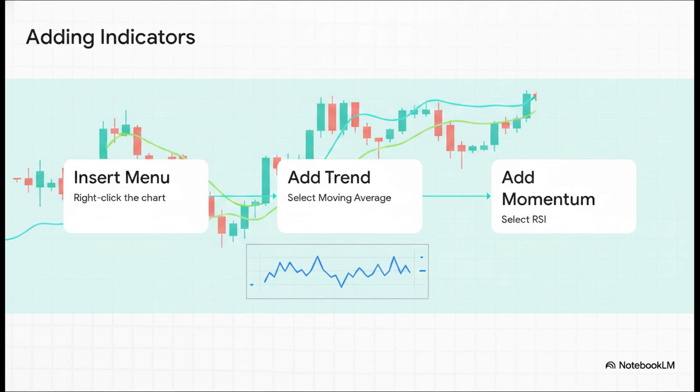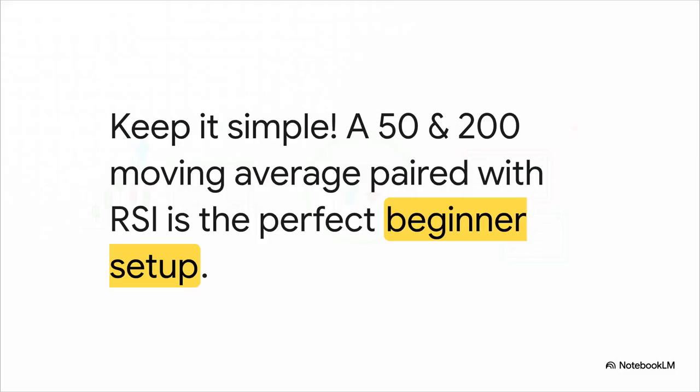The RSI pops up at the bottom of your screen and basically tells you if the price is overbought, meaning it's probably going to reverse down, or oversold, meaning it might shoot back up. And this brilliantly illustrates the golden rule of chart setup. Keep it simple. A 50-period moving average in blue, paired with a 200-period moving average in red alongside your RSI down at the bottom, that is the absolute perfect beginner setup. Combining just these 2 or 3 indicators completely prevents screen confusion and hands you a crystal clear, actionable strategy.